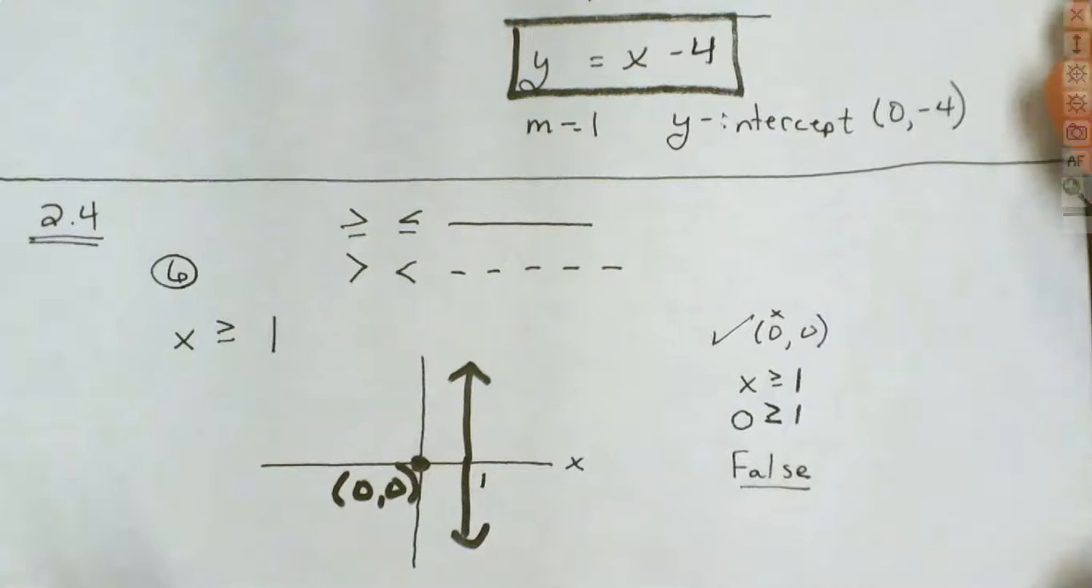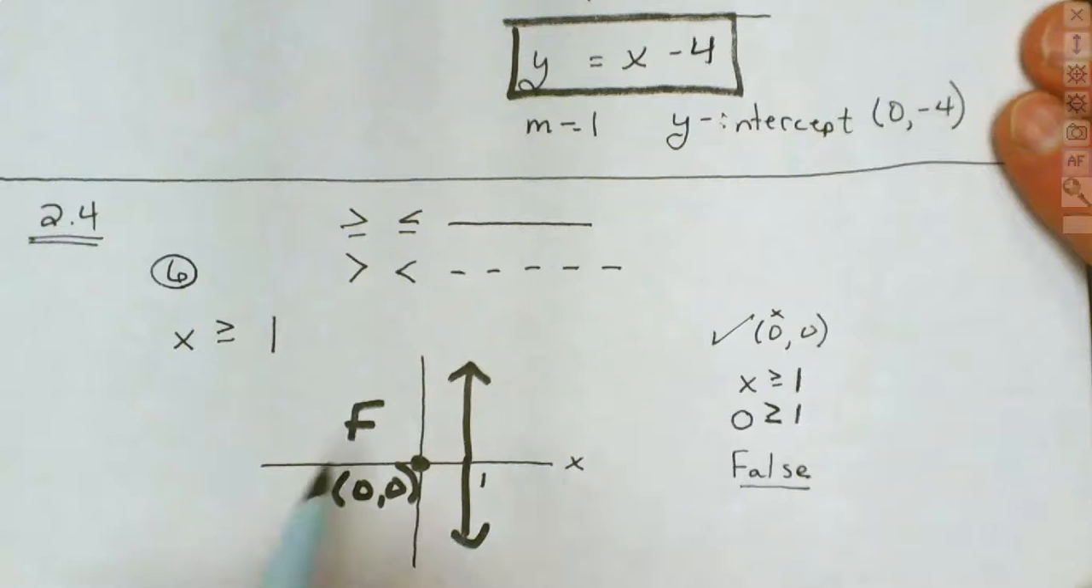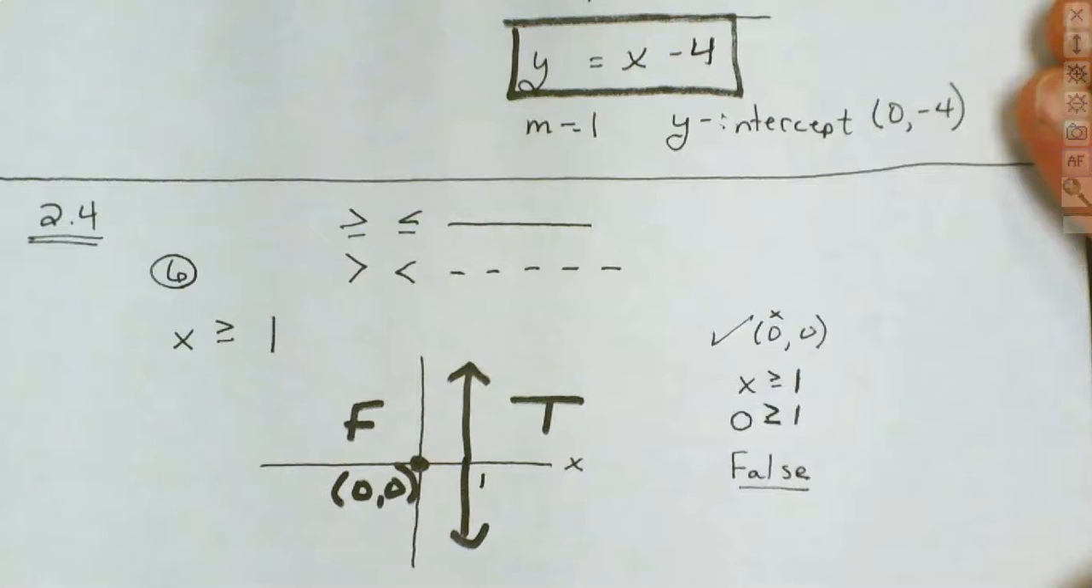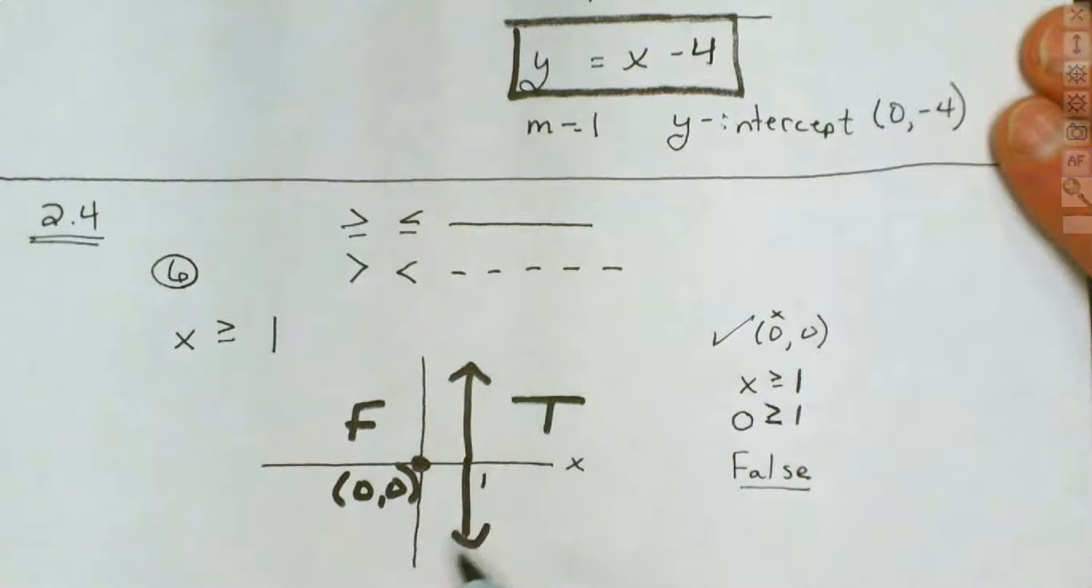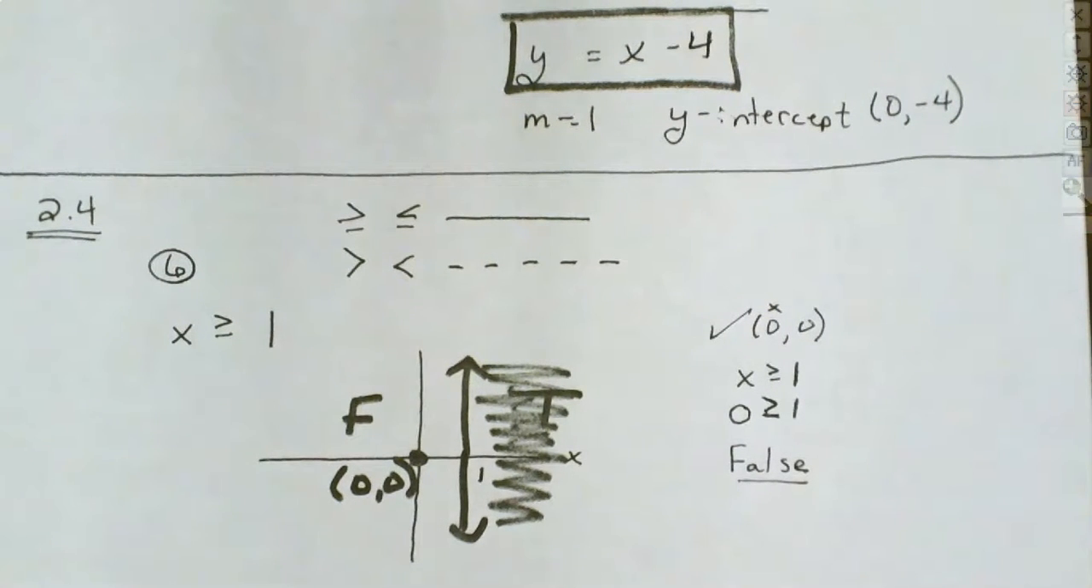The line divides the shading. So that means this half is false. The line divides it, so the other half is going to be what? True. Okay, where do we shade? We shade the true side. And the true side is right over here. And there is our answer. So it's a vertical line, and we're going to be shading to the right, because we checked it at 0, 0, which was left of the line. That was false. So that means the other side has to be true. So we shade the true half.